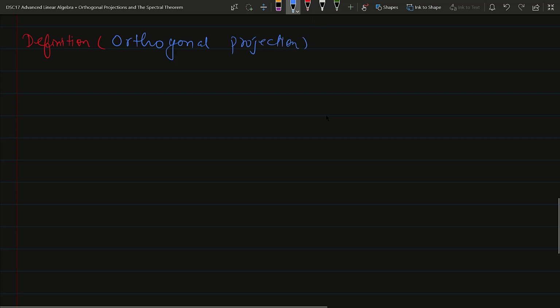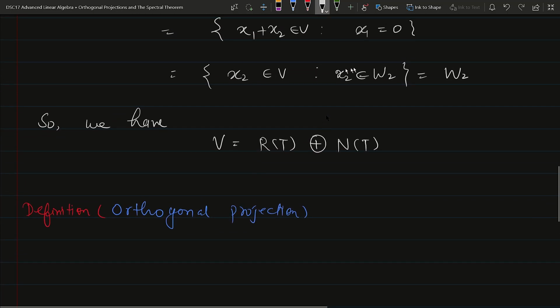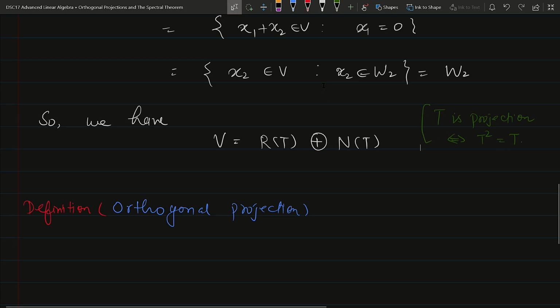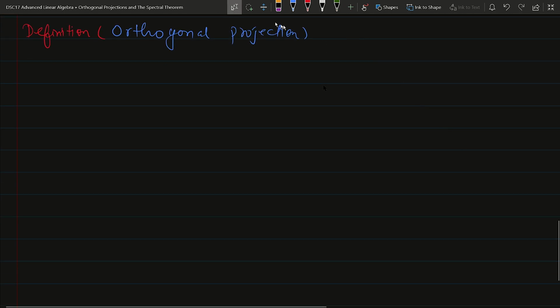ओके, सो जब कभी भी कोई भी T ऑर्थोगोनल प्रोजेक्शन है तो इसमें वो सबसे पहले प्रोजेक्शन होगा. And let me point out one important thing, that T is a projection if and only if T square is equal to T. Okay, this is a result about the projection. We will use this very soon in a theorem.